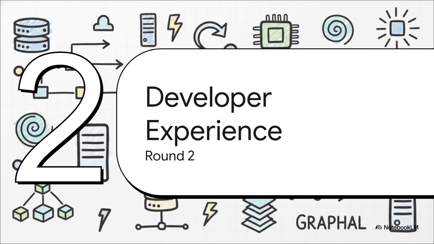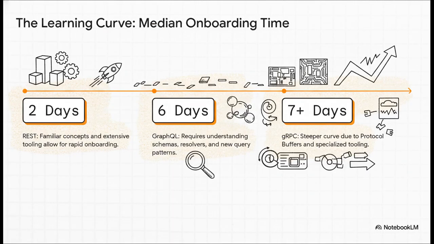So for round two, let's talk about developer experience. Because a protocol is only as good as what people can actually build with it. And this timeline really tells the story. To get a developer up to speed, comfortable with REST, we're talking about 2 days. GraphQL is a bit steeper, maybe 6 days. But gRPC, with all its new concepts and required tooling, you're looking at a week, maybe even more. And for any engineering team, that's a pretty significant time investment.